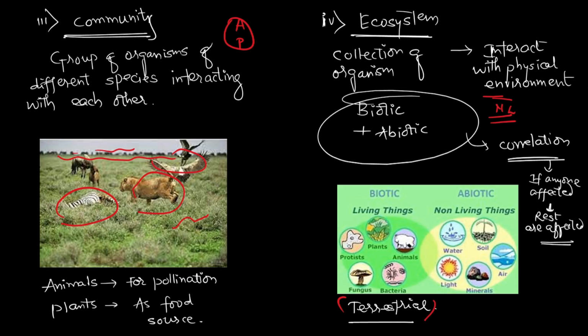And an ecosystem is a collection of communities. All right, and what are the different biotic and abiotic components? You can see that in my previous lecture. I will provide the link in the description. All right, now moving on.